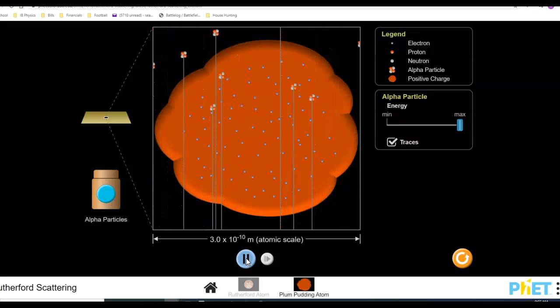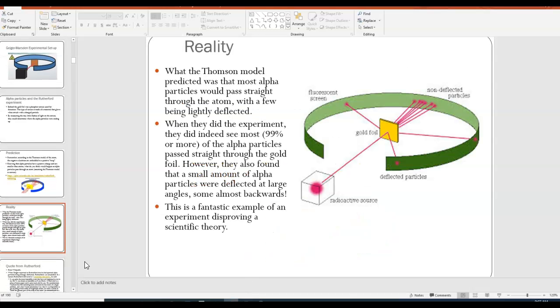Now this is not actually what we observe. Okay, so this is not the reality. In reality, we see this. The Thomson model predicts that 100% of the alpha particles are going to go straight through. Now, it is true that most of the alpha particles did go straight through the gold foil. More than 99% of the alpha particles went straight through the gold foil and landed back here on the phosphorus screen. But, okay, and this is a very important but, even though it's 99.9%, it's not the same as 100%.